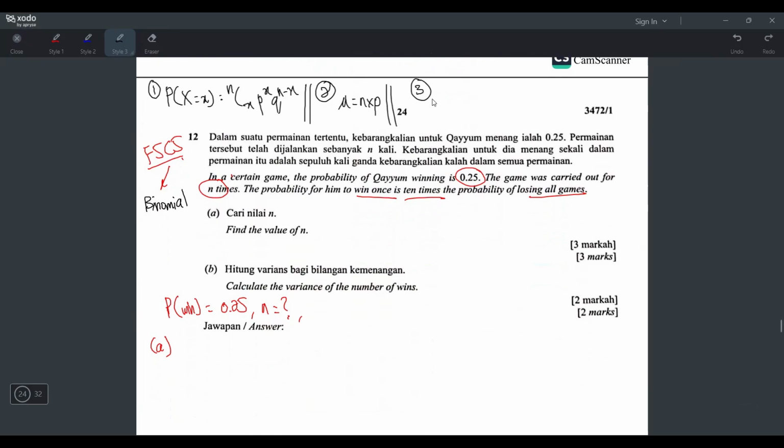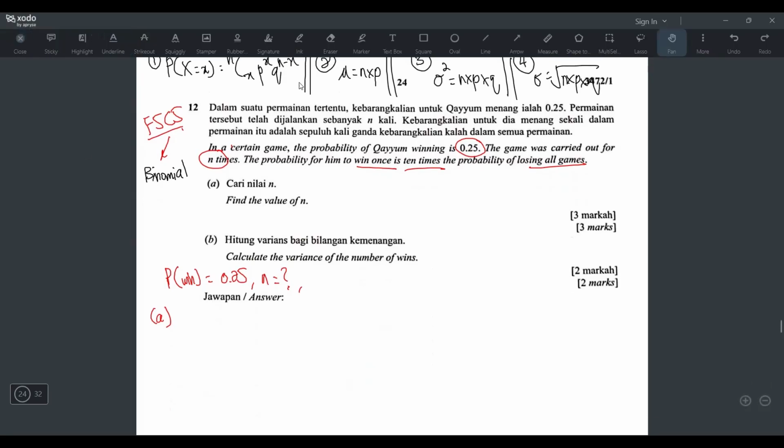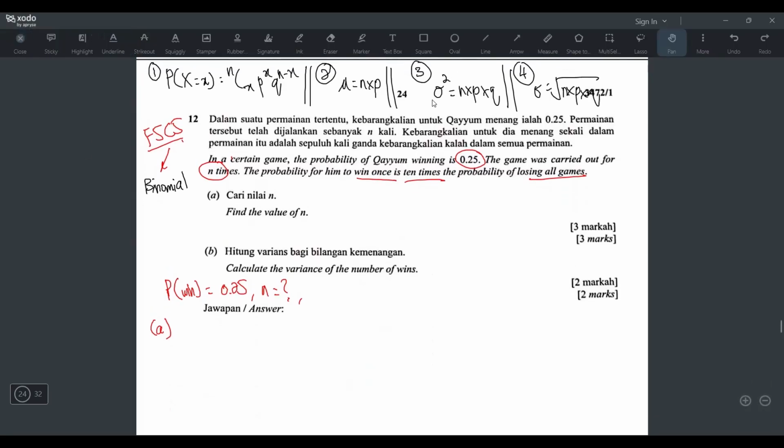And then the third one is variance. This is the variance symbol. The formula is npq. And then the fourth formula is the standard deviation, which is the same as the variance, but with a square root. Yeah, square root the variance. Okay, these are the four formulas that you need to know when you're doing binomial distribution.